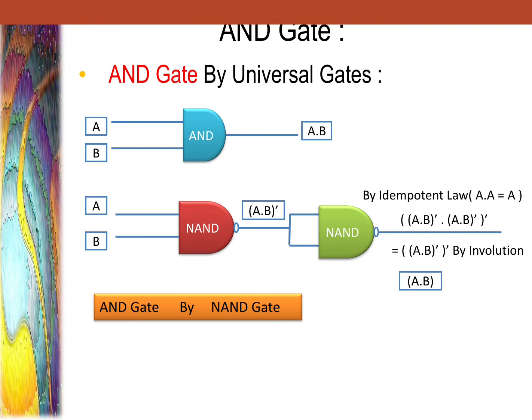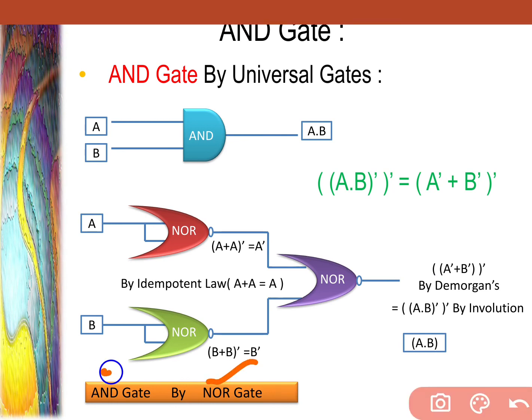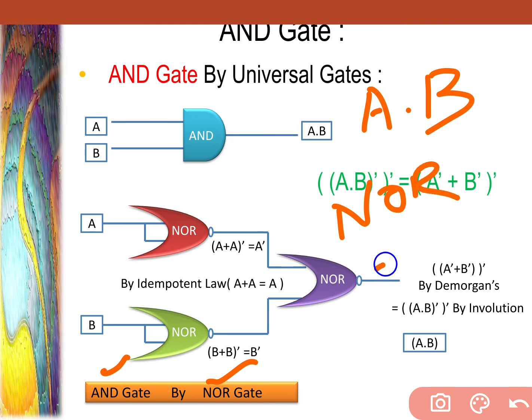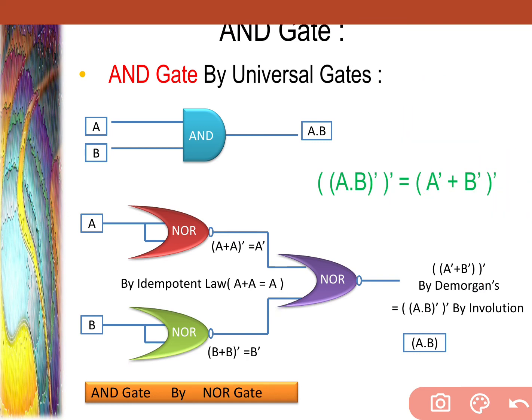This way you can use it. And then see the next one, AND gate by NOR gate. Something different we are having. AND always provides us dot, but NOR provides us plus with whole dash. Something different we are having. How are we going to convert this plus into dot, and remove the dash? How? Some tricks we have to apply.